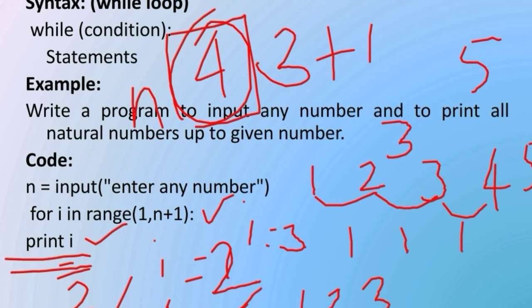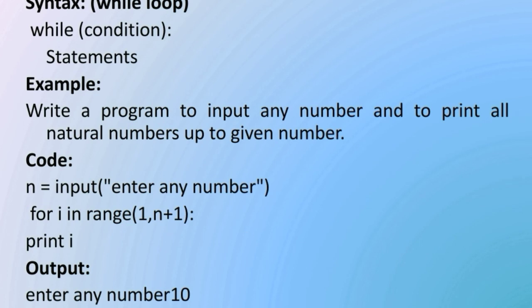So next, I is incremented by 1. So now the value of I is 4. 4 is less than 4. That condition is false. So the loop is terminated. It will be enter any number. The user enters the value 10. So 1, 2, 3, 4 up to 10.